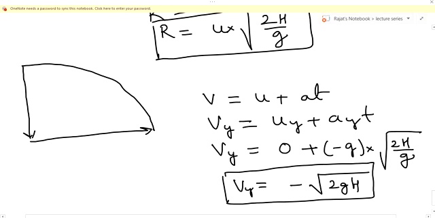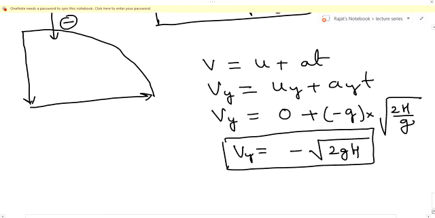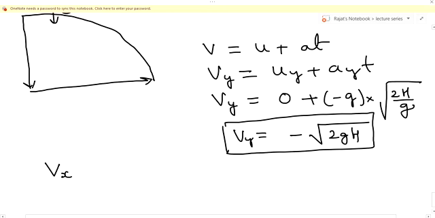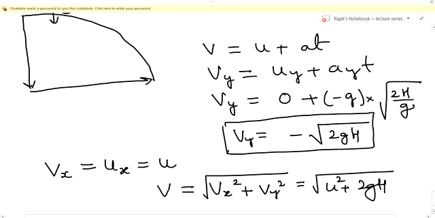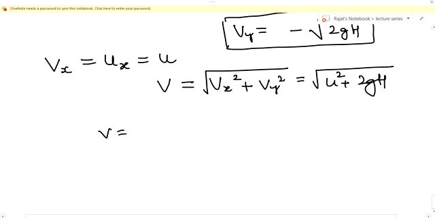Now, what is the meaning of this minus? This minus simply means that the velocity is in the downward direction, because I've taken the upward direction as positive and the downward direction as negative. And what is the final horizontal velocity? That will be the initial horizontal velocity, u, because there is no acceleration. Combining both these, what is the final velocity? That will be under root of horizontal velocity square plus vertical velocity square. So the final velocity is under root of u square plus 2gh.